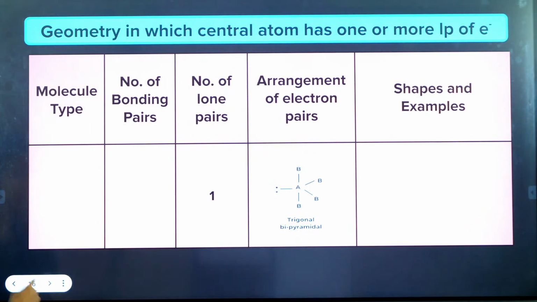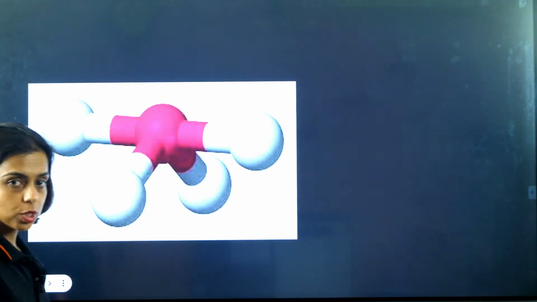Examples are also given. This is also given in NCERT class 11. So what shape? How many lone pairs? This is seesaw shape. If there is 1 lone pair and 4 bond pairs, the molecule is seesaw.